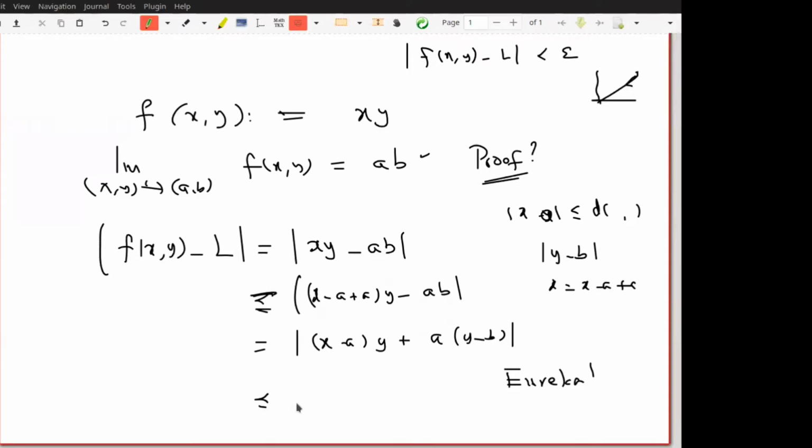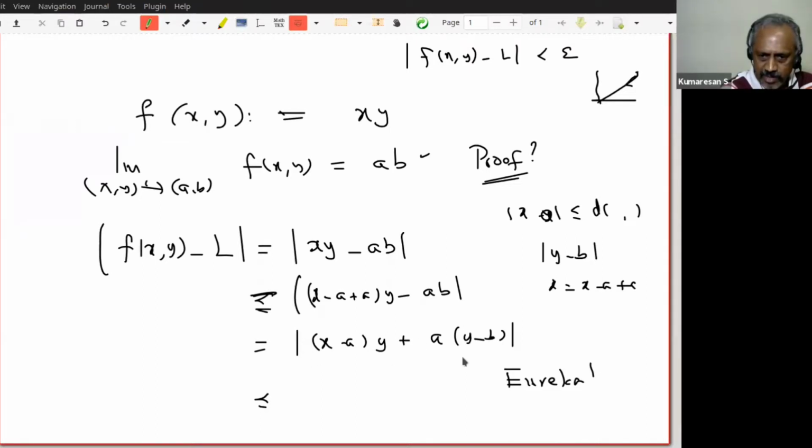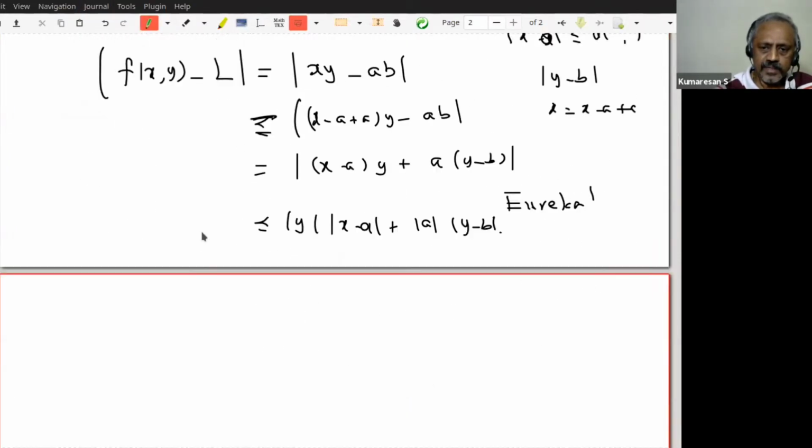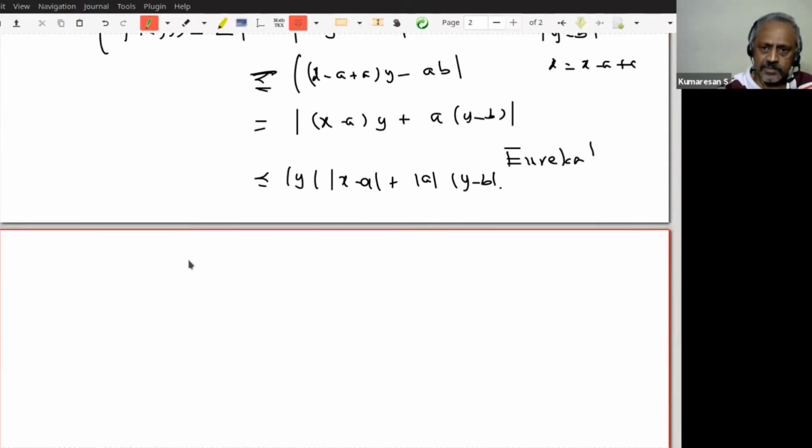Triangle inequality. And therefore that will be less than or equal to modulus of this and modulus of that. But this I can write as modulus of y into modulus x minus a plus modulus of a into modulus of y minus b. Is that okay? You see that? We are understanding and doing. We are not simply doing symbolic manipulation.